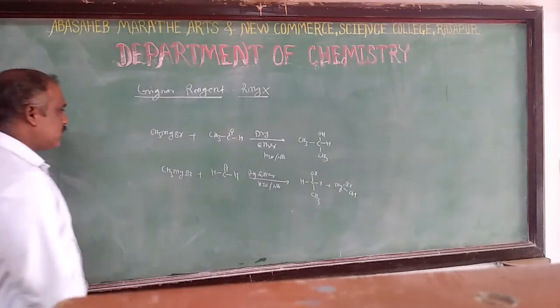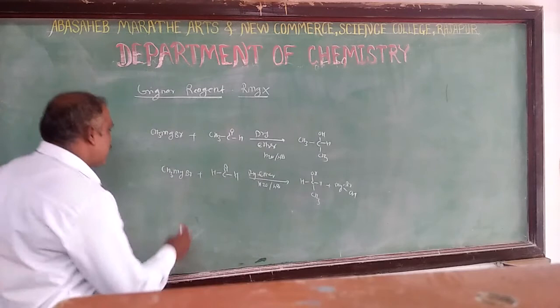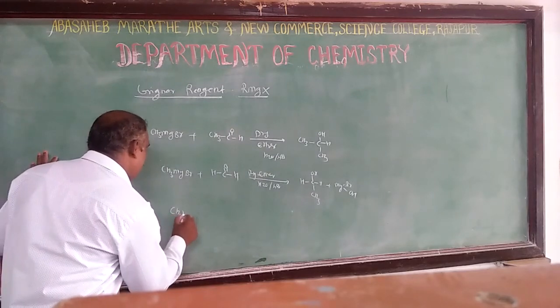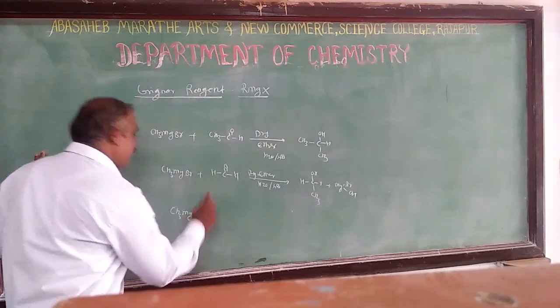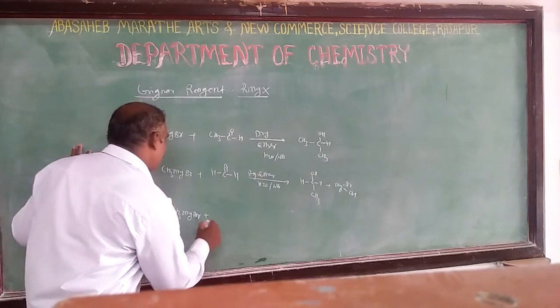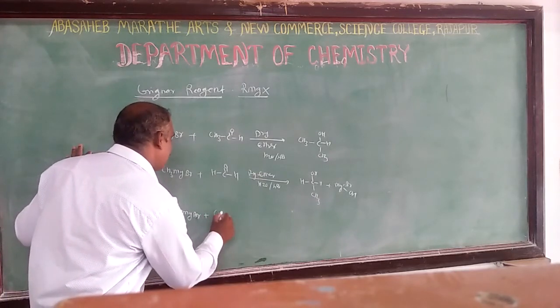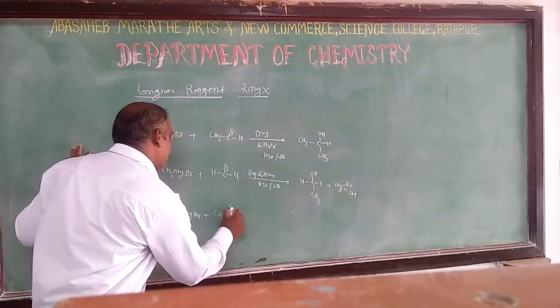In the next reaction, we prepare the tertiary alcohols, like methyl magnesium bromide plus a ketone like dimethyl ketone.